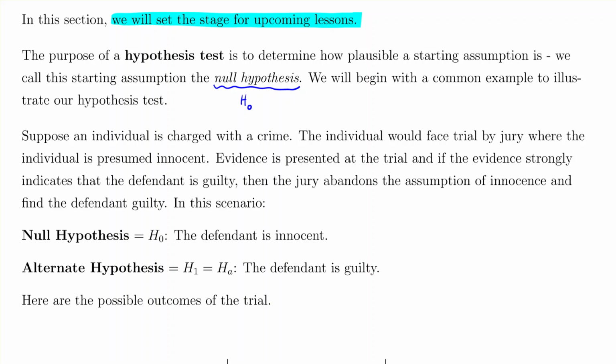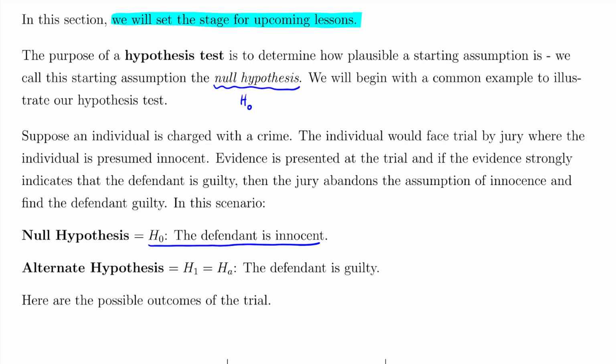In this scenario, our beginning assumption that the defendant is innocent is our null hypothesis. The alternate hypothesis, one that we would come to if we had enough evidence to support it, is that the defendant is in fact guilty. Now, for our class, our textbook uses H subscript 1, but other books might also use H subscript A for alternate hypothesis, so just be familiar with both of those notations.